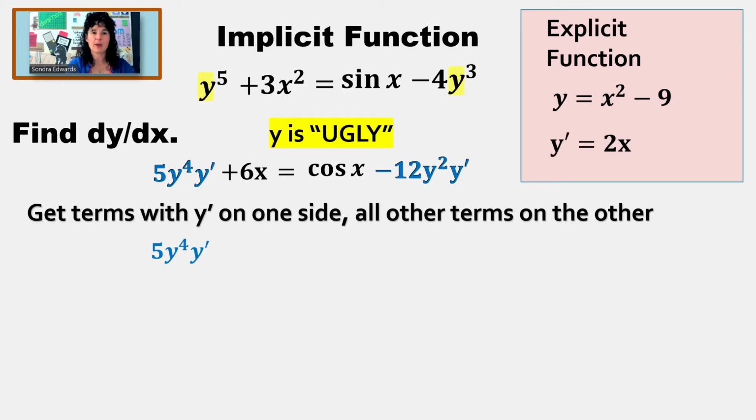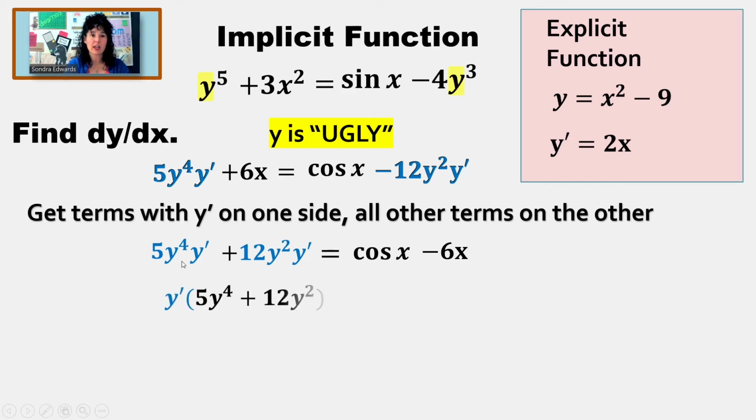So here I'm keeping the 5y to the 4th y prime on the left. I'm adding over, because we had minus 12y squared y prime, so I added it over, and then I'm keeping cosine of x on the right, but to get the 6x over there on the right with it, I'm going to subtract it. Notice I have all the y primes on the same side, and that allows us to factor that out because the y prime is in common to all of those terms, right?